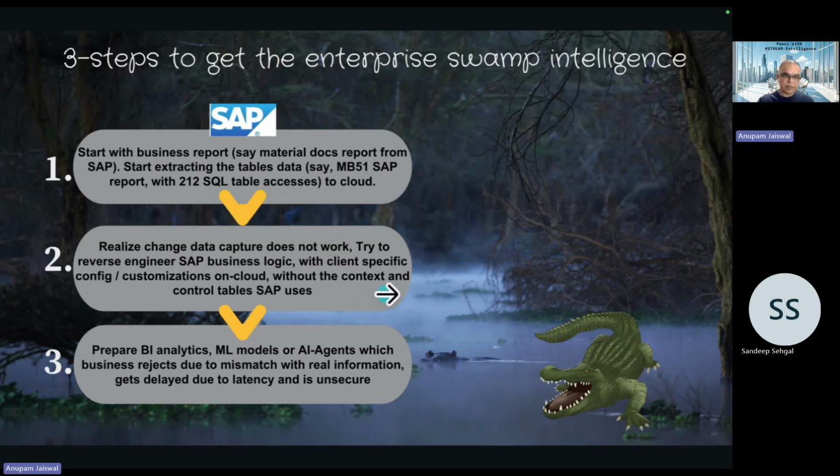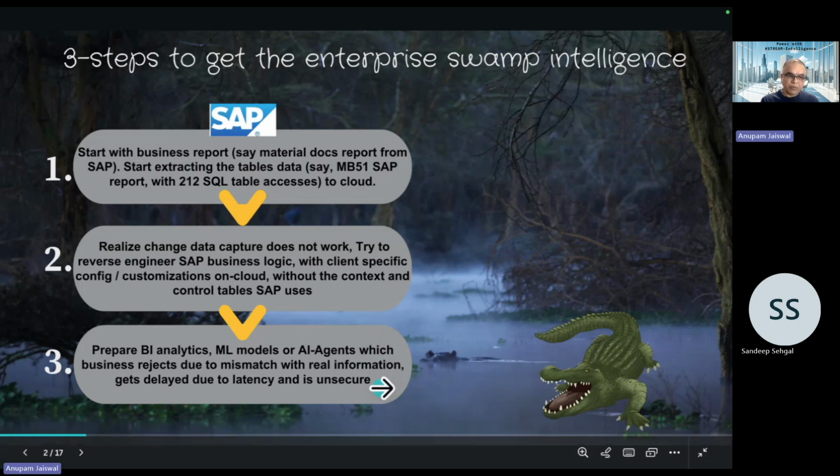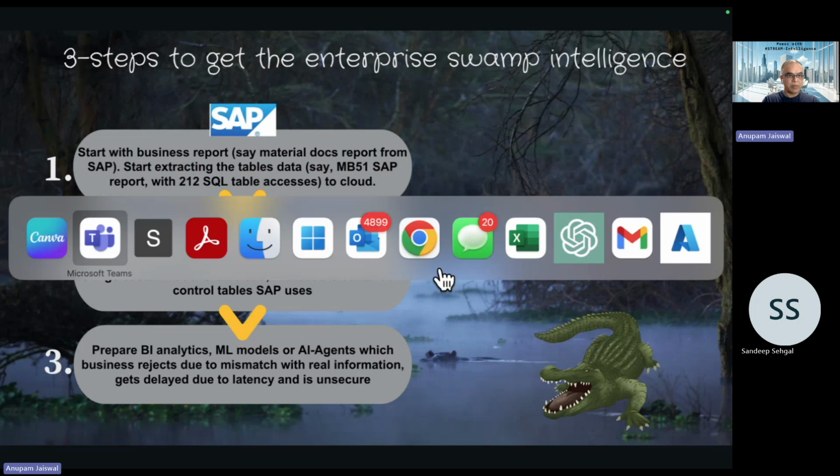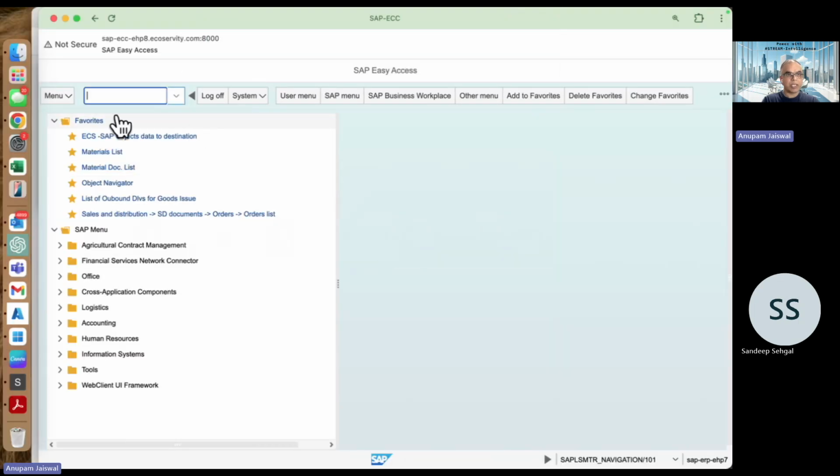That's the second step. And the third step becomes even more problematic, where they give BI analytics, ML models, or AI agents data which is not matching with SAP. It's not real time. And the information itself is not secure because once you dump tables, the security of an application is gone. Let me walk you through what happens typically in these cases.